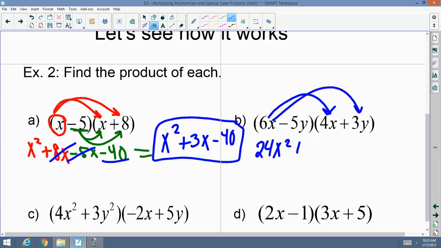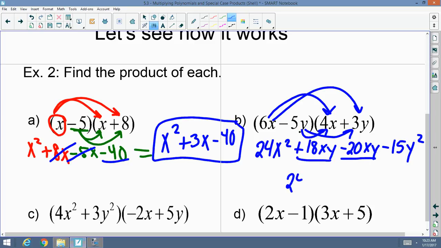plus 18xy minus 20xy minus 15y squared. Excellent. Now I have some like terms, 18xy and negative 20xy. So I've got 24x squared minus xy minus 15y squared.